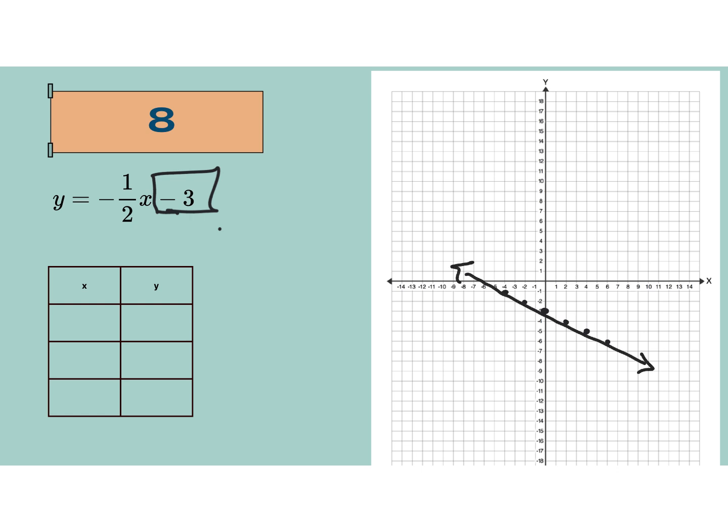Now, if I were to ask you to make a table for that, I recommend you do things that are multiples of 2 because of the 2 in the denominator. So I would say that we would do -2, 0, and 2. And I'll just show how it works with -2.